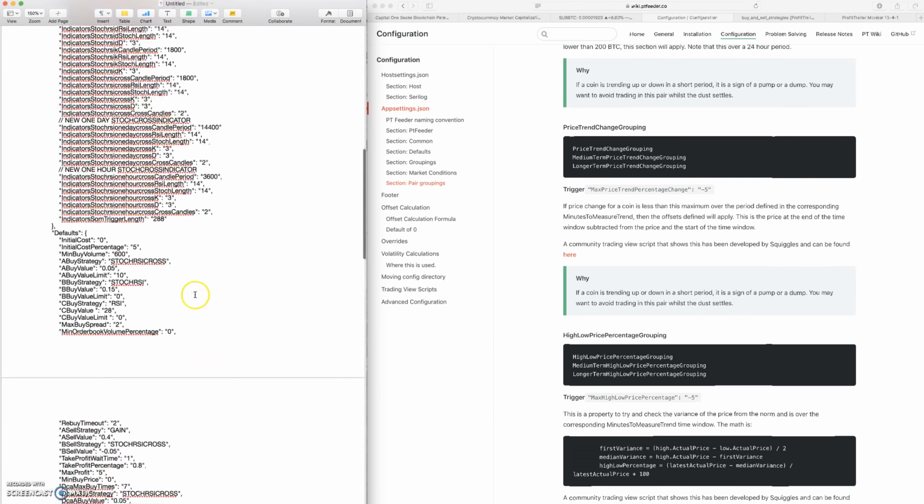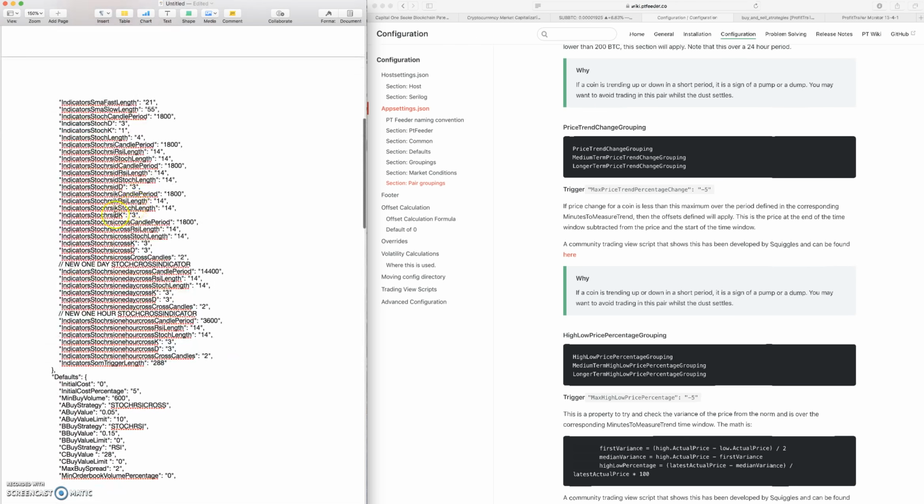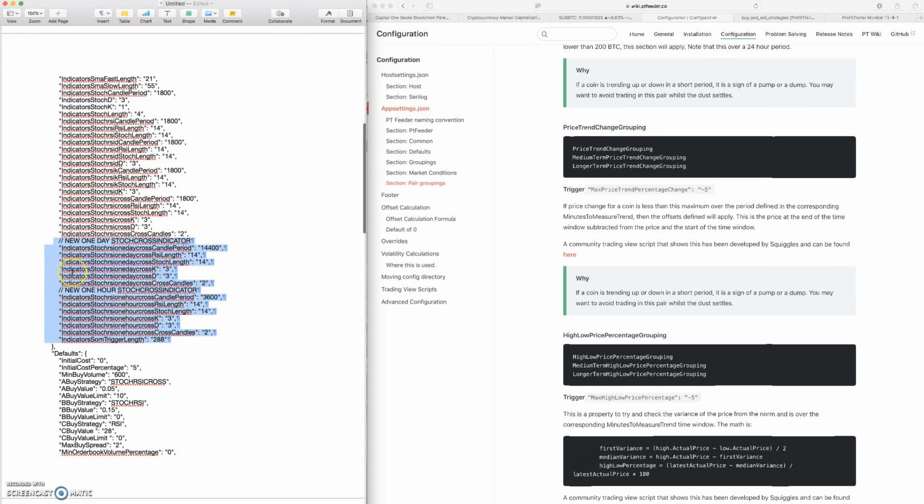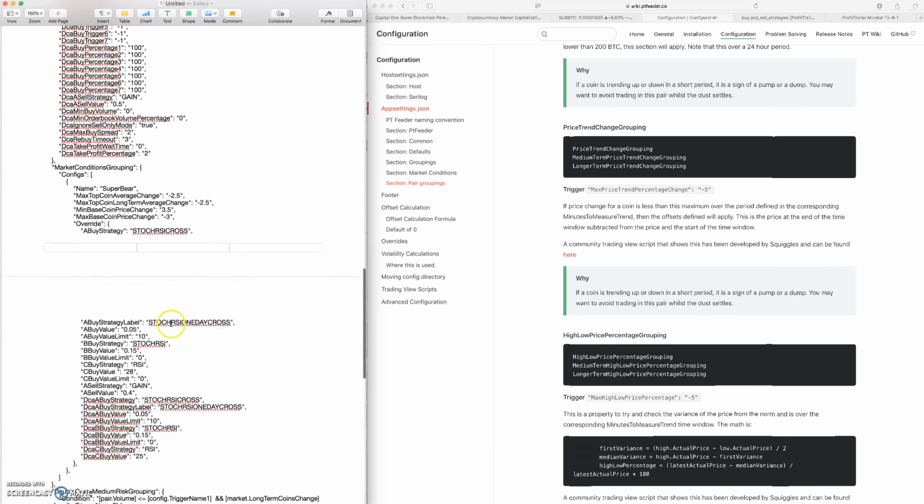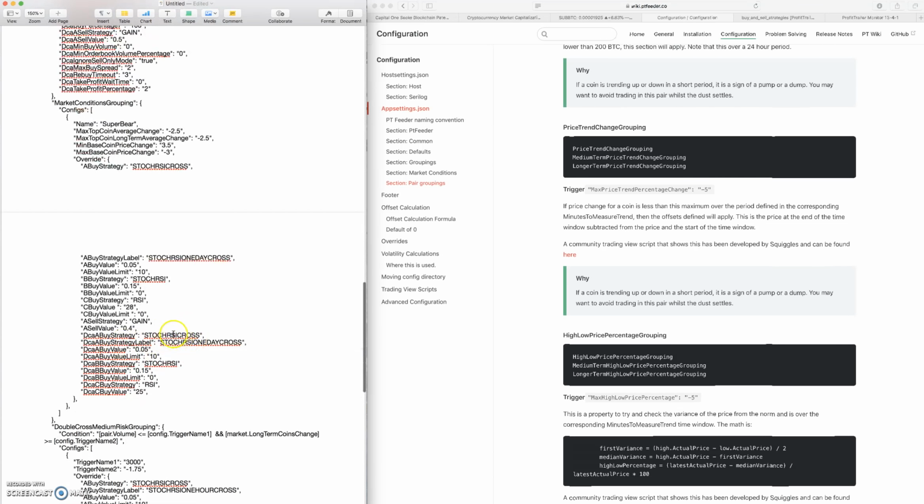So basically what this new settings file is doing is we have our new 1 day stochastic RSI cross indicator, and then we have our new 1 hour stochastic RSI cross indicator, or stochastic cross indicator. So basically what we're doing here is we're adding new indicators and we're giving them a label. It's interesting how this works because now we can use these labels down here.